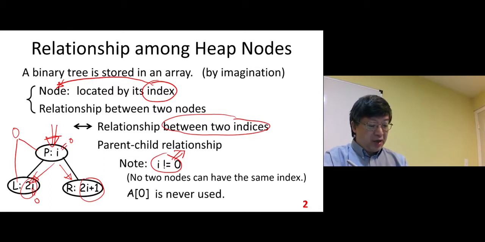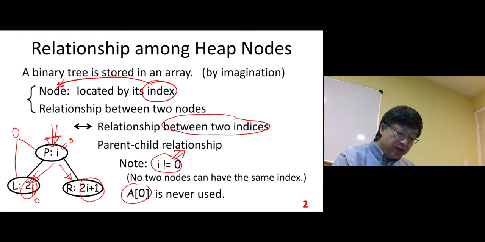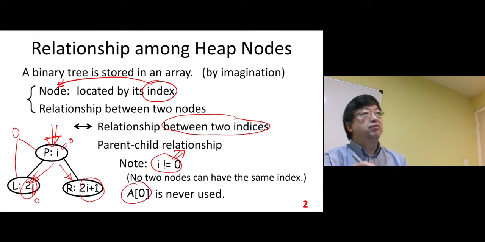So now you can see in a heap, the first element A of 0 is never used as any element in the heap, any node in the heap. Although you can use it to store some other type of information, that's okay, but do not use it as a node.